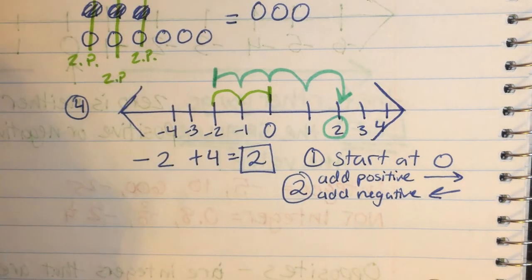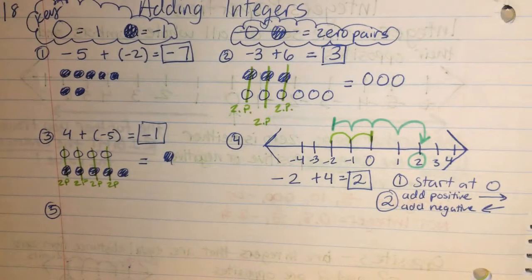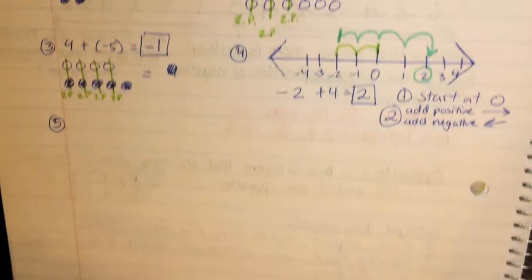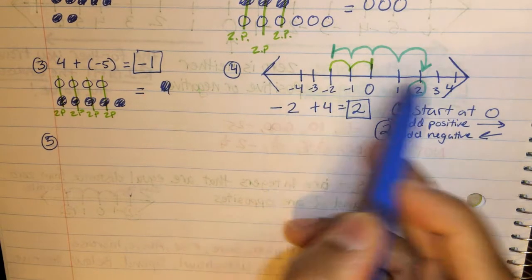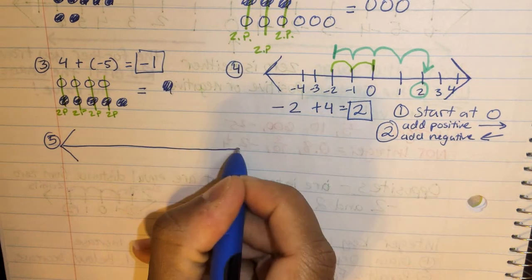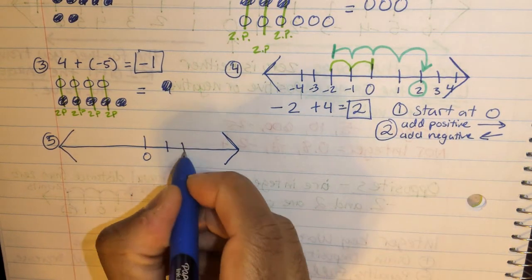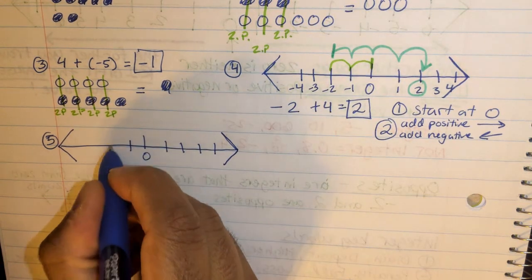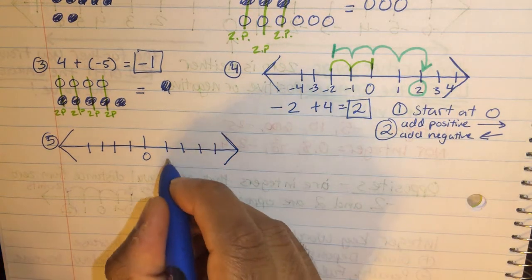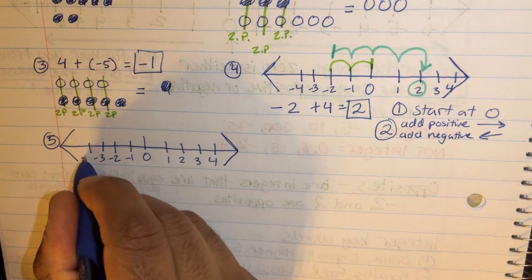So number 5. Let me move my camera. Number 5, we're going to draw the exact same number line. So we're going to draw the exact same thing. 0 in the middle. We're going to go 1, 2, 3, 4. And on the left, 1, 2, 3, 4. And we're going to number it out the same way also. 1, 2, 3, 4. -1, -2, -3, -4.